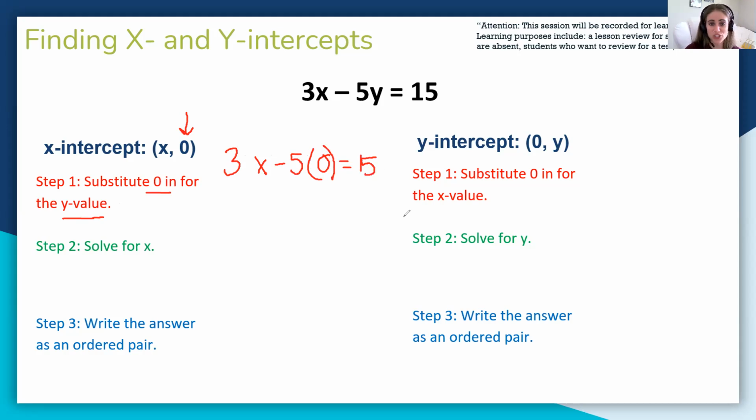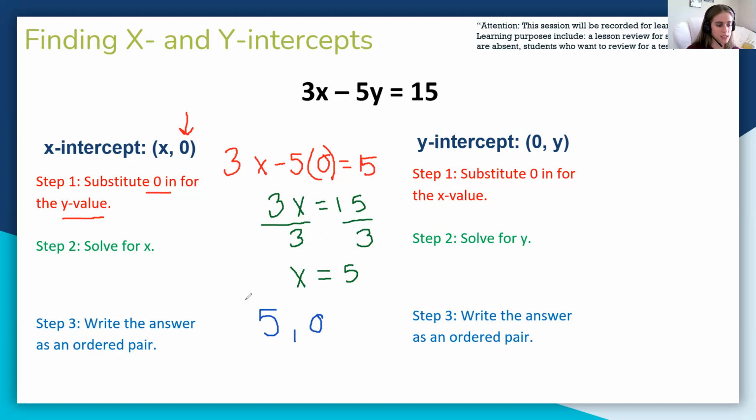Step 2 is to solve. So remember that unit 2, remember how to solve an equation. So first we need to simplify. Negative 5 times 0 is 0. We're left with 3x equals 15. 3 times x, the inverse of multiplication is division. 15 divided by 3 is 5, meaning when y is 0, our x value is 5. And that right there makes our beautiful x-intercept. That makes our ordered pair 5, 0.